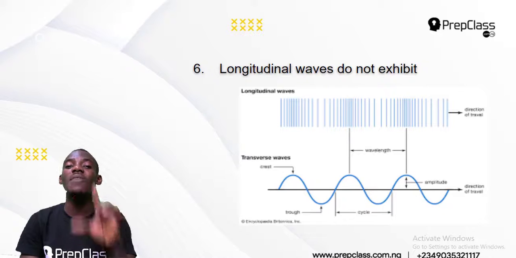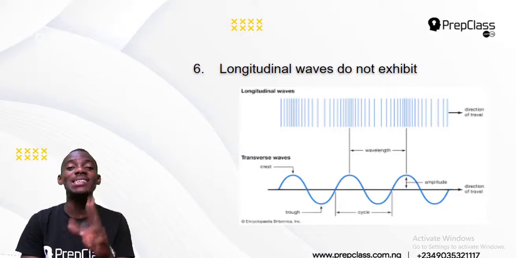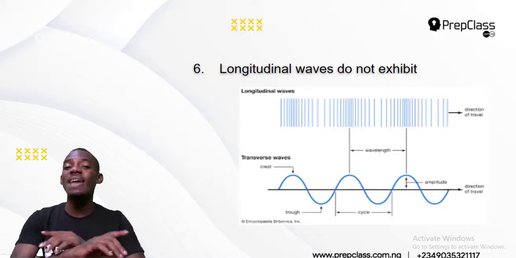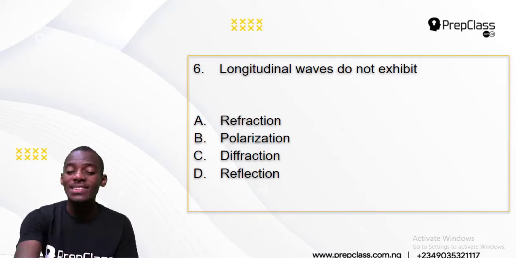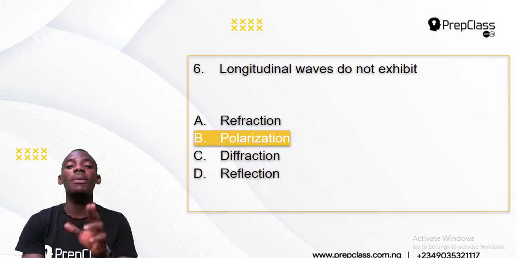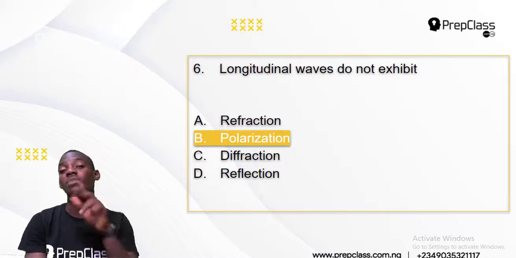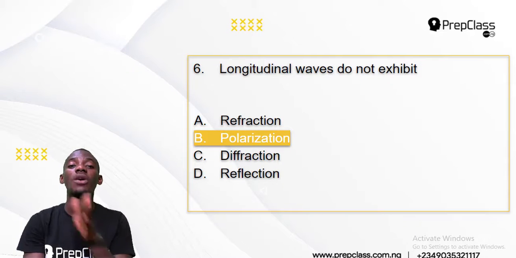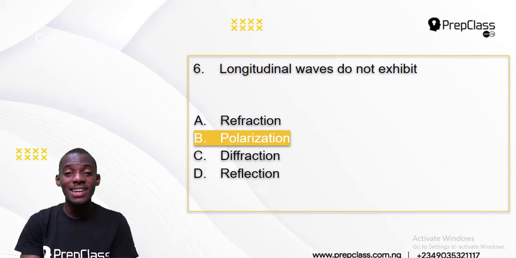But longitudinal waves can't be polarized. Polarization is only for transverse wave, and that is the answer. So longitudinal wave can do what every other wave can do, like refraction, diffraction, reflection, but it cannot be polarized. Only transverse wave or light wave, which is also transverse wave, can be made to travel on a straight line by polarization, and that's the meaning of polarization and the answer to that question.